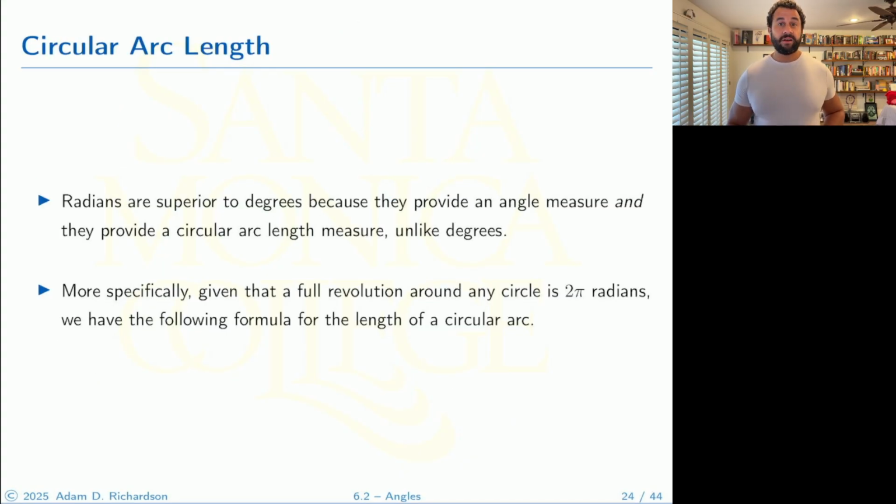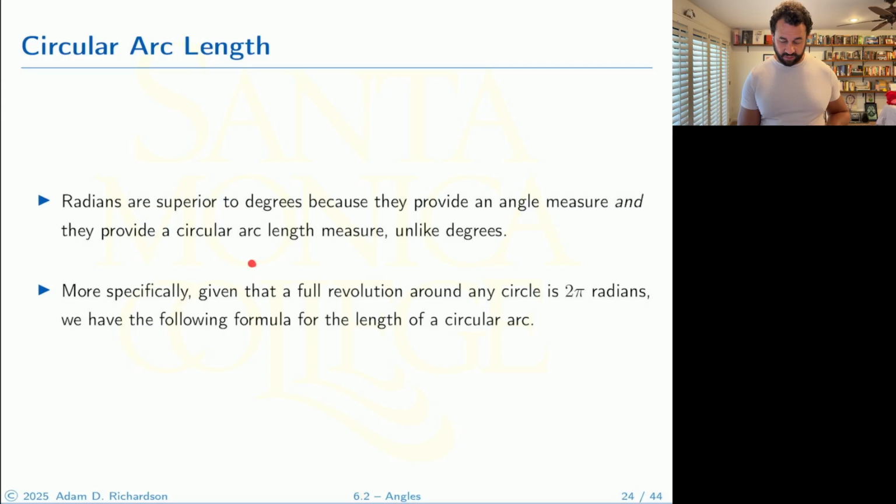Okay, now let's talk about circular arc length. This is one of the reasons that radians are superior to degrees, all right? They're superior because not only do they provide an angle measure, they also provide a circular arc length measure. Degrees do not do that. Degrees only carry angle measurement with them. They don't carry length with them the way that radians do, all right?